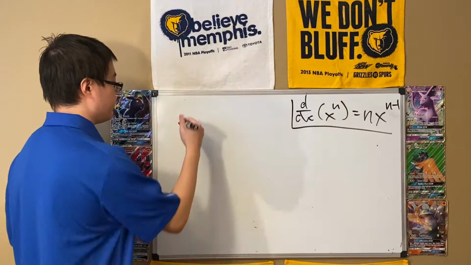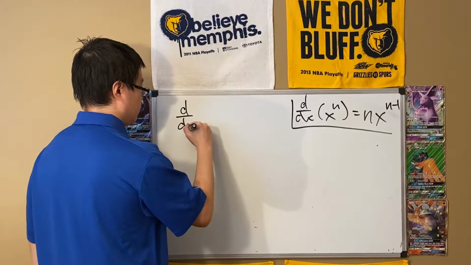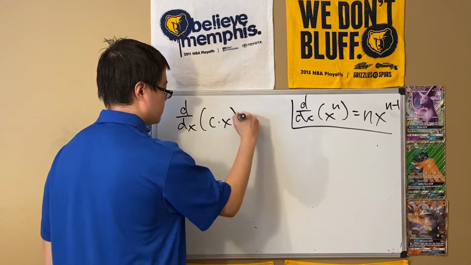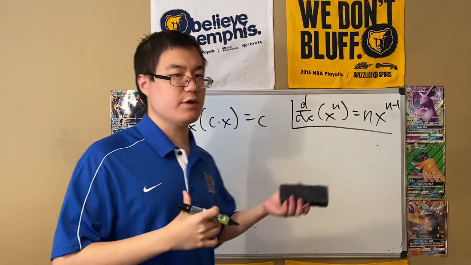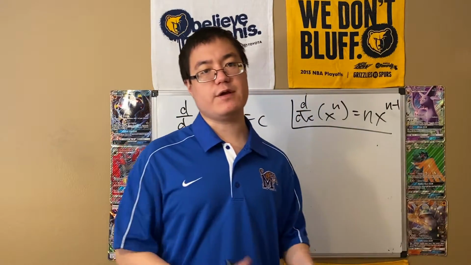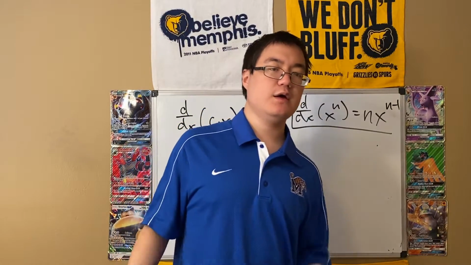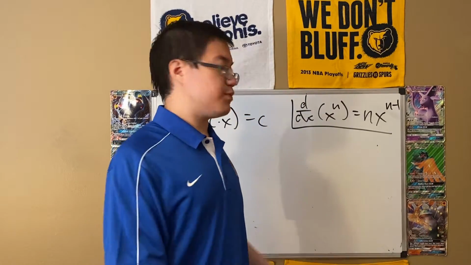So just like before, what we mentioned is that the derivative of a constant times x is just that constant. For example, the derivative of 6x is 6. The derivative of negative 8x is negative 8. The derivative of pi x is pi. So that one's pretty simple.